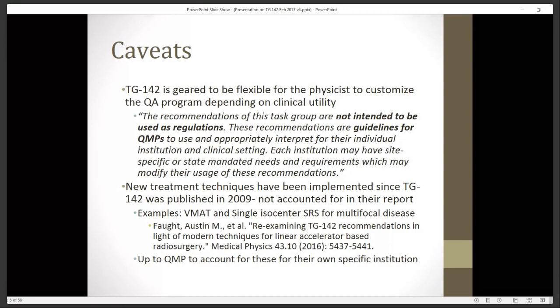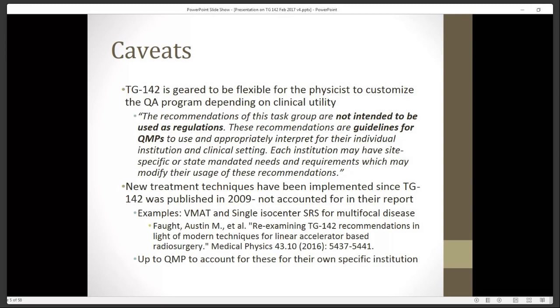The report itself states, the recommendations of this task group are not intended to be used as regulations. These recommendations are guidelines for qualified medical physicists to use and appropriately interpret to their individual institution and clinical setting. Each institution may have site-specific or state-mandated needs and requirements, which may modify their usage of these recommendations.